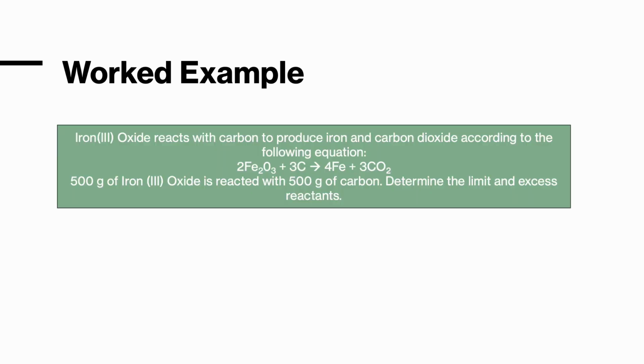Okay, so now we're going to look at a worked example. Iron(III) oxide reacts with carbon to produce iron and carbon dioxide according to the following equation: 2Fe2O3 + 3C gives 4Fe + 3CO2. 500 grams of iron(III) oxide is reacted with 500 grams of carbon. Determine the limiting and excess reagents.